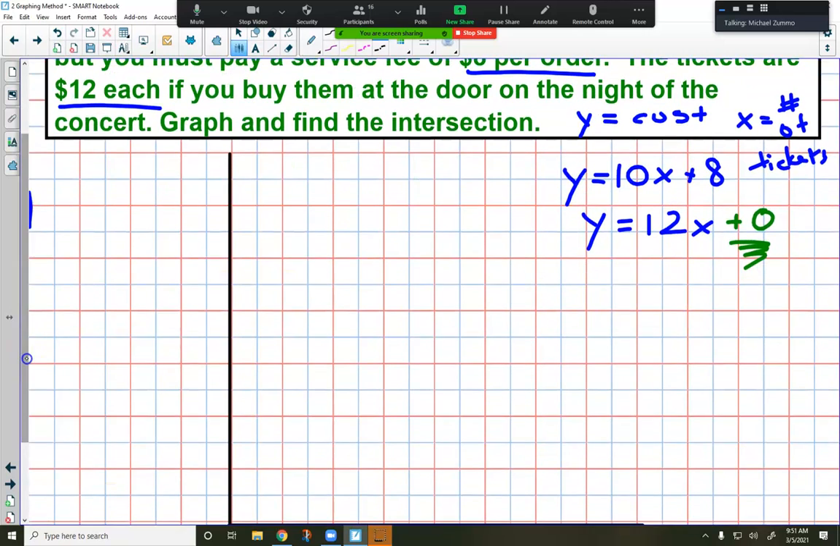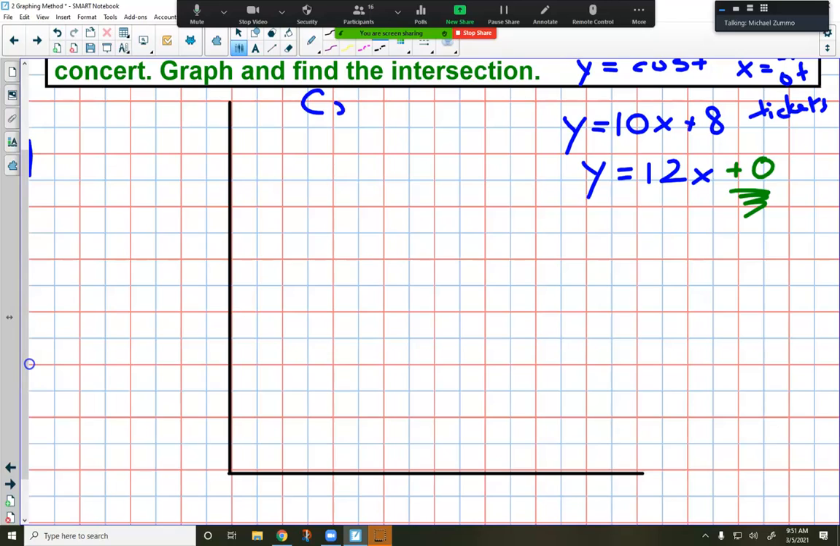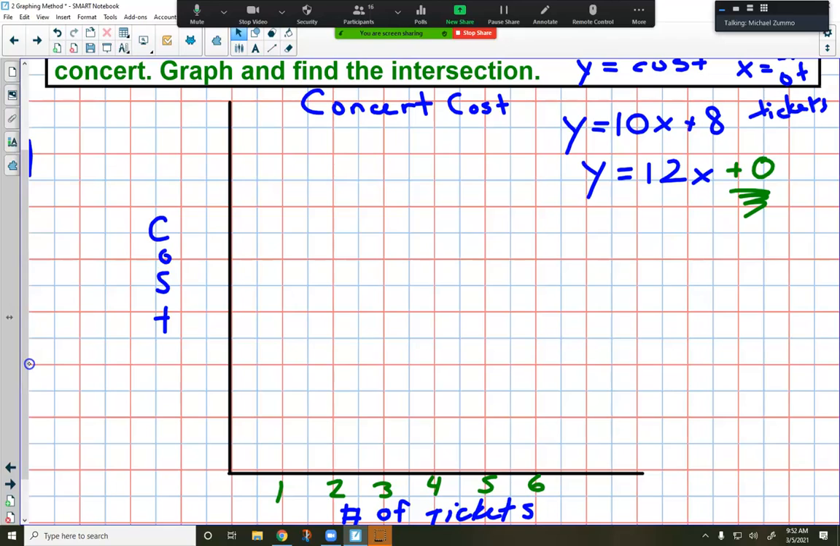Because we're trying to solve this using the graphing method of systems. So, this is concert cost. The y-axis is the cost. The x-axis is the number of tickets. On the x-axis, I'm going to make every 2 boxes be 1 ticket. So 1, 2, 3, 4, 5, 6. On the y-axis, I'm going to use 10 and estimate exactly where we're going to be. Every 2 boxes is 10. So 10, 20. I'm actually going by 5s each box. 30, 40, 50, 60, 70, and so on.